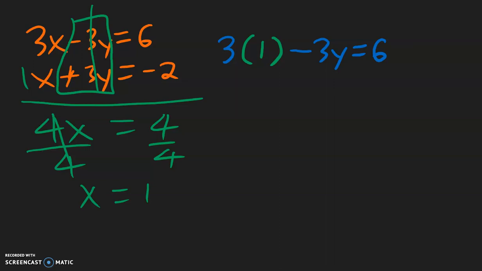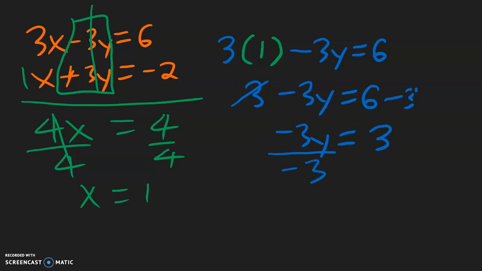And now we will solve. 3 times 1 is 3. Minus 3y equal to 6. Now move the 3 to the other side, so that becomes a minus 3. So we have negative 3y equal to 6 minus 3 is going to be 3. And now we need to divide both sides by negative 3, which gives us y is equal to negative 1. And so for our solution, the x value is 1, the y value is negative 1.